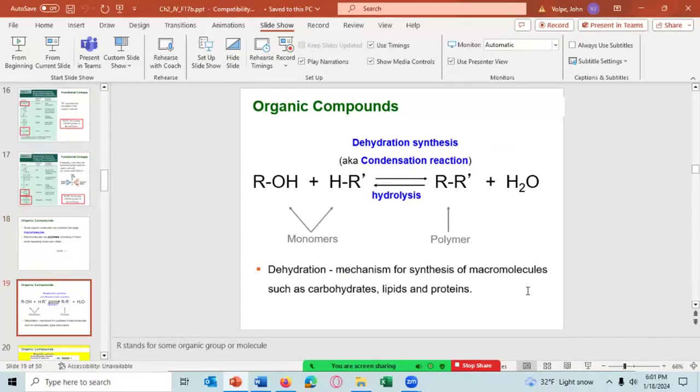All right, organic compounds can be created by dehydration synthesis. Another word for dehydration synthesis is condensation reaction, where you can combine two monomers, ROH and HR. The R just stands for anything. The H comes off of this monomer, the OH comes off of that monomer, and in a condensation reaction or dehydration synthesis, this R will now bind directly to that R, and then water comes off as the H and the OH come together to form water.